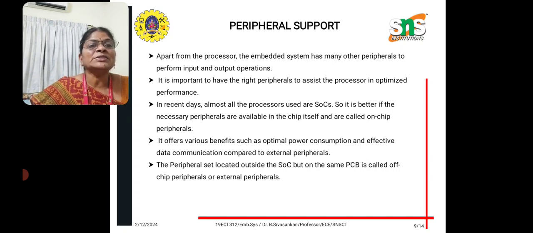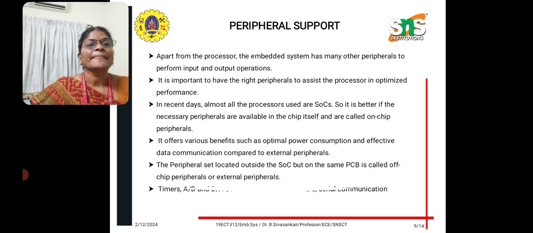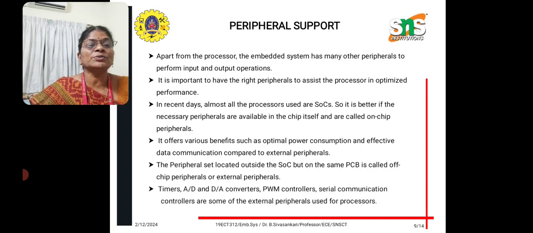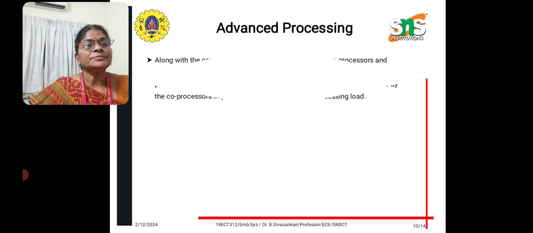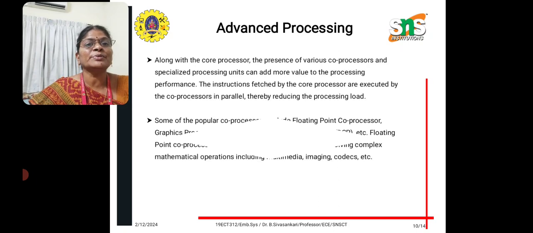The peripheral set located outside the system on chip but on the same PCB is called off-chip peripherals or external peripherals. Examples of peripheral devices are timers, A to D and D to A converters, PWM controllers, and serial communication controllers, which are some of the external peripherals used with processors. Next one is advanced processing.